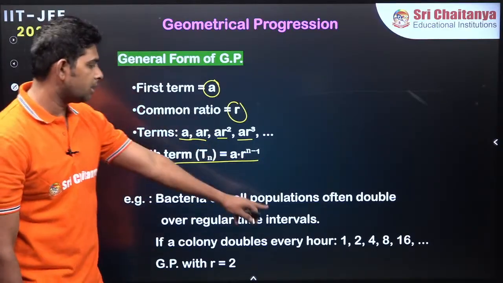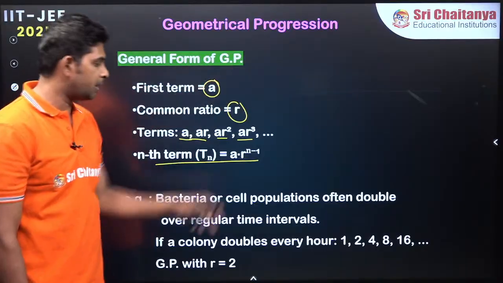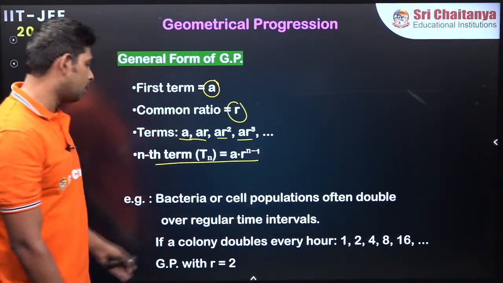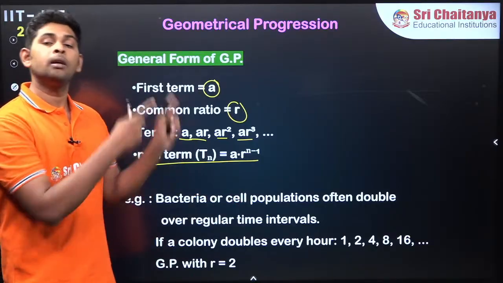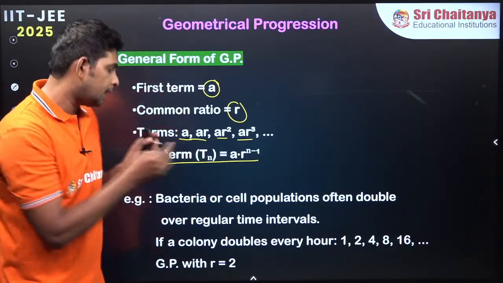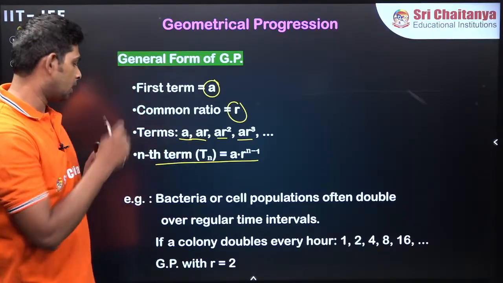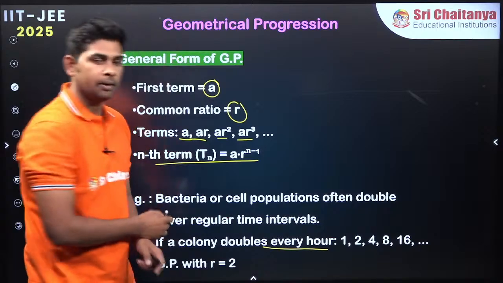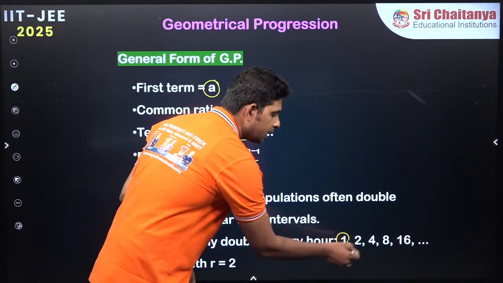You can see the bacteria cell example. Just before, I was explaining that cell populations often double over a regular time interval. Previously, in the examples, I was taking 1 hour as that regular time interval. If a colony doubles every hour, that is exactly what I was giving there. So one bacteria will give us 2 there.